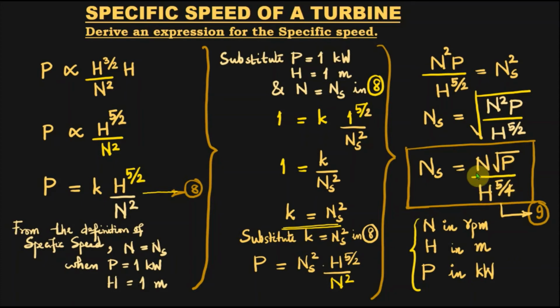Here N is the rotational speed of the turbine in RPM, P is the power in kilowatt, and H is the net head on which the turbine works in meters. And Ns is the specific speed. And this specific speed is dimensional. It has got a dimension, but it is not RPM. If you operate the various units of the terms in the right hand side, you will understand that.